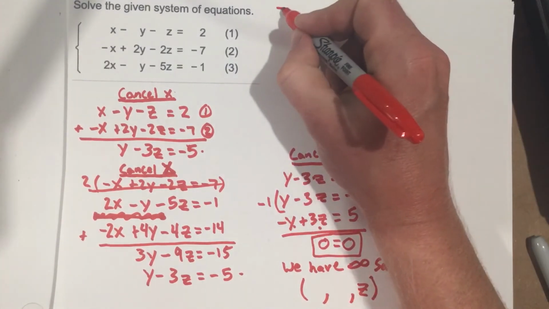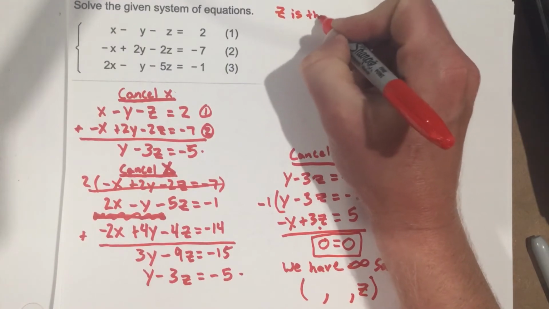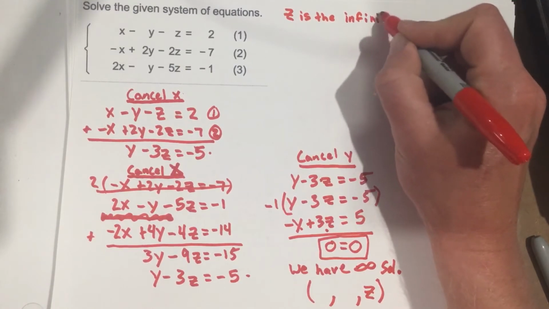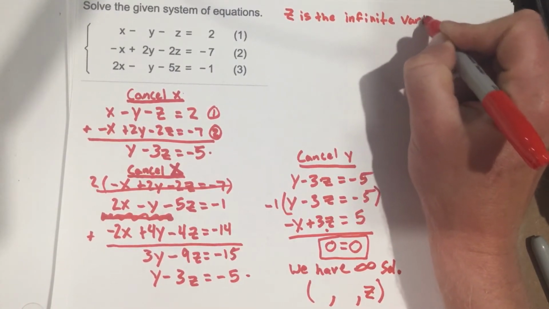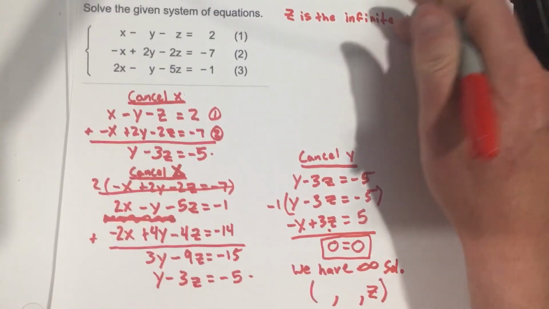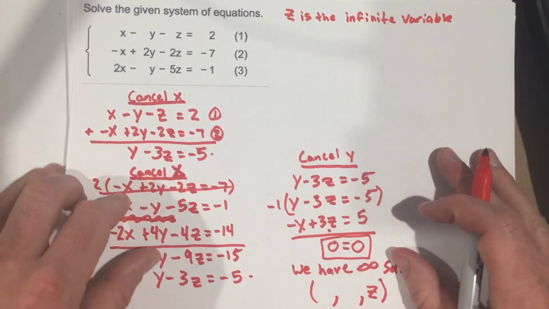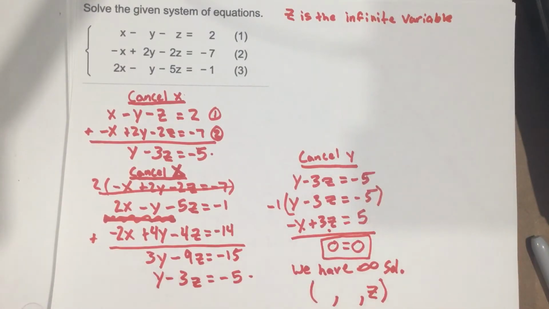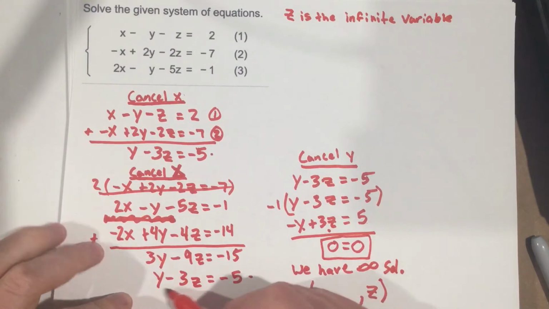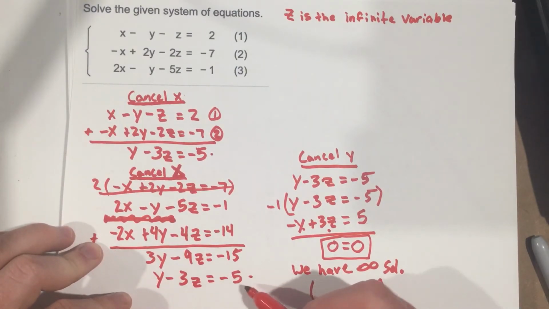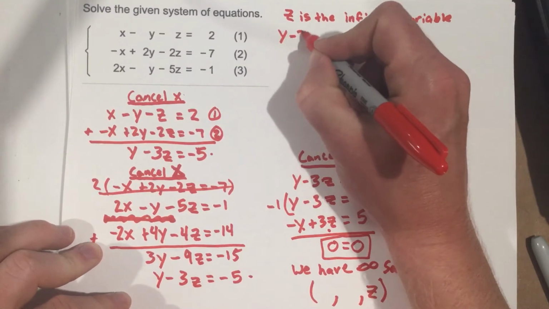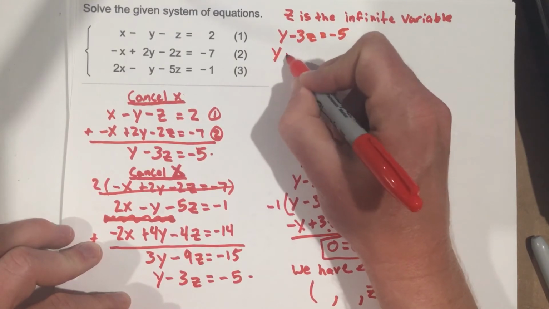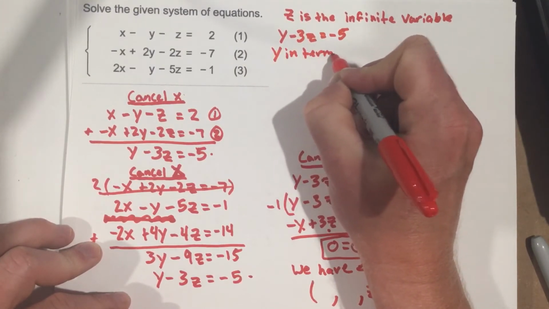And we'll write up here, z is the infinite variable. So what I want to do here is I want to write two equations, one for x and one for y, that are in terms of z. So let's go back to this equation right here. I have y minus 3z equal negative 5. I'm going to write y minus 3z equal negative 5. And I want y in terms of z.